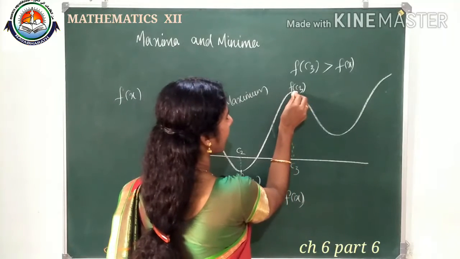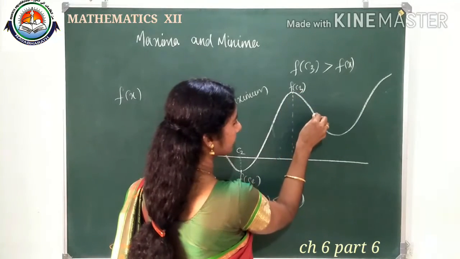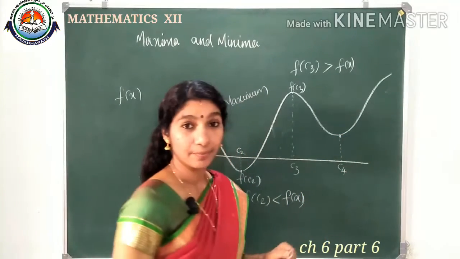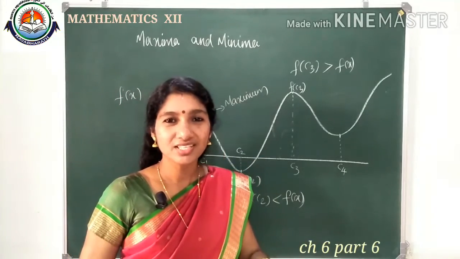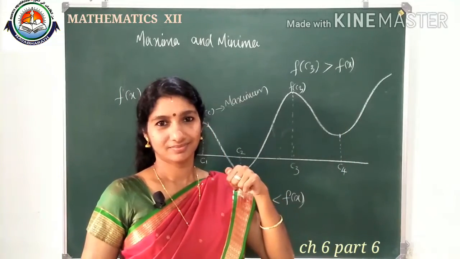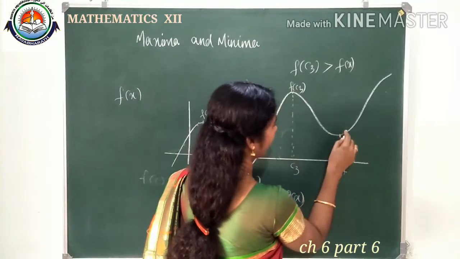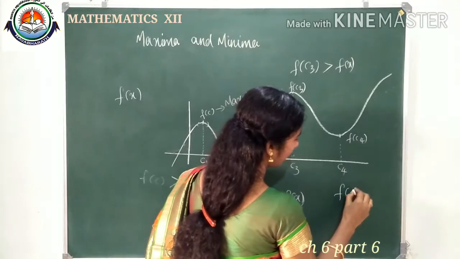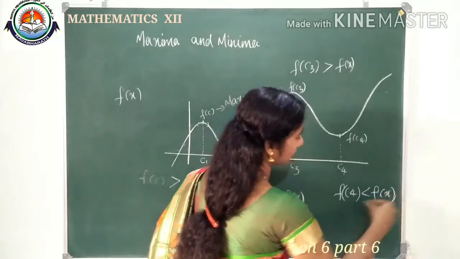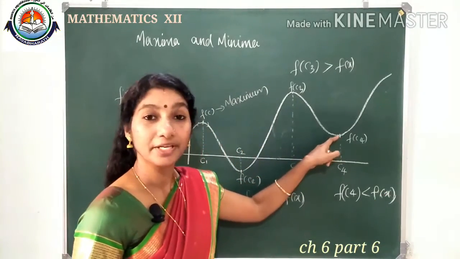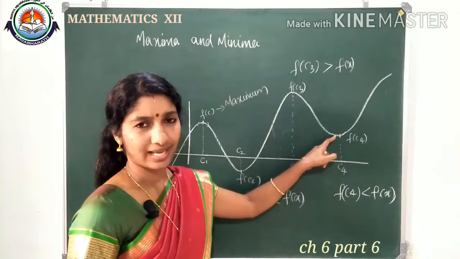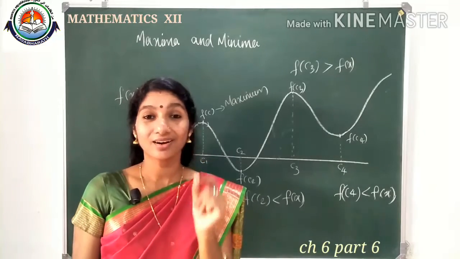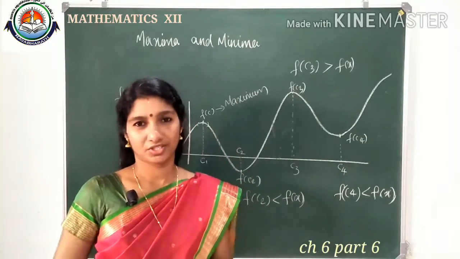And see, here after f of C3 this function started decreasing, and at this point again there is a change. That decreasing nature is changed to increasing nature, isn't it? So here, this point, where this value f of C4 is smaller than its neighborhood values, we will call this a minimum value of this function. Can we say it is the least value of this function? Never. That's why we are calling it a local minima point.